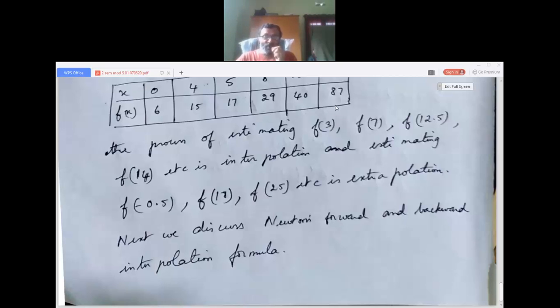This last module 5 is based on numerical methods. The calculator work is easy to score provided you know all the formulas. So I hope you follow. Tomorrow I will discuss again at the same time. In tomorrow's session we'll discuss Newton's forward and backward interpolation formula, a very important formula.